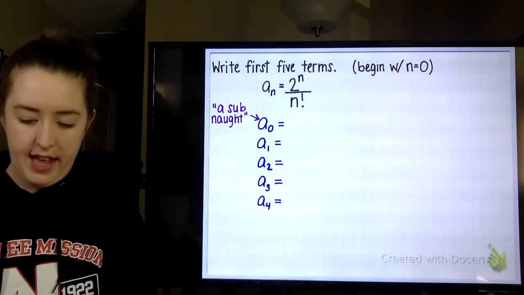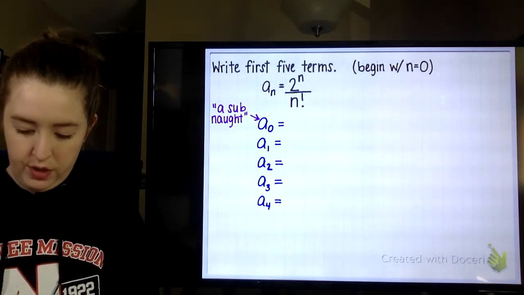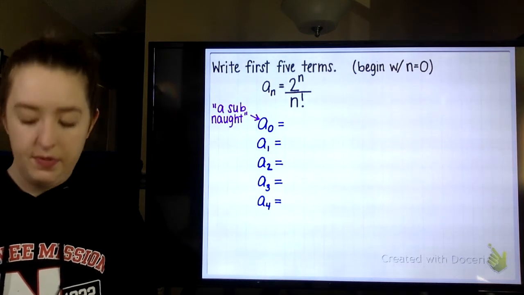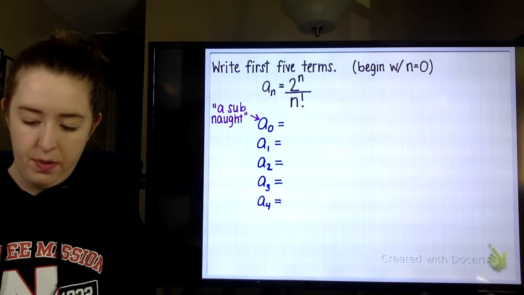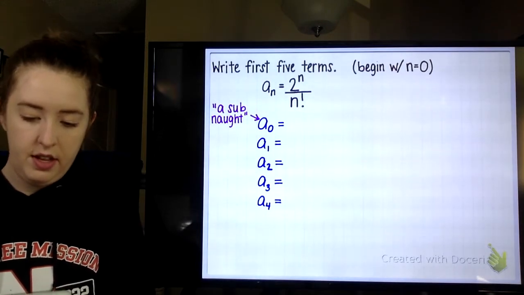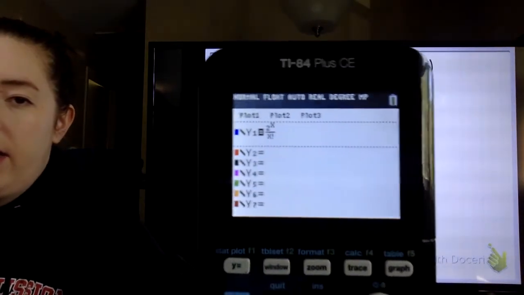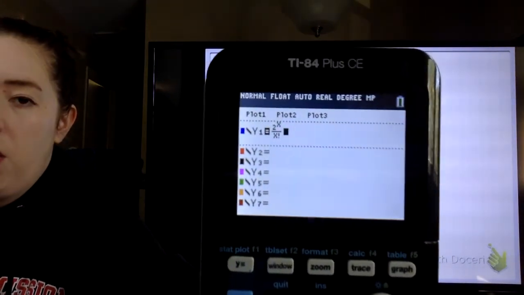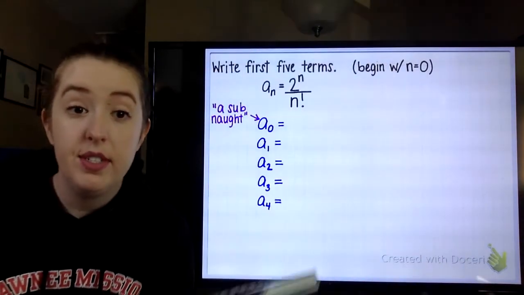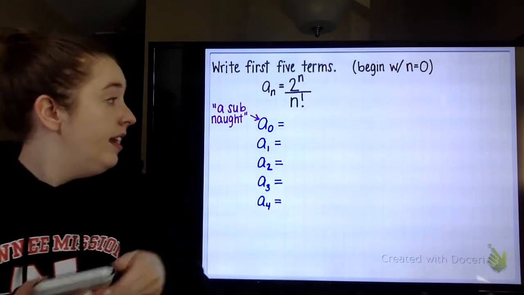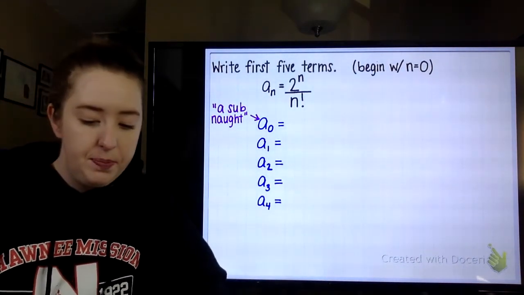So I'm going to go to y equals. I'm going to clear out whatever I have in there. I'm going to put in a fraction: 2 to the x power over x, and I have to go math over to prob and get my exclamation point. So that's what I have right now in my y equals. Now we're going to go to the table, and the table is going to help us plug in these values to get my first 5 terms.